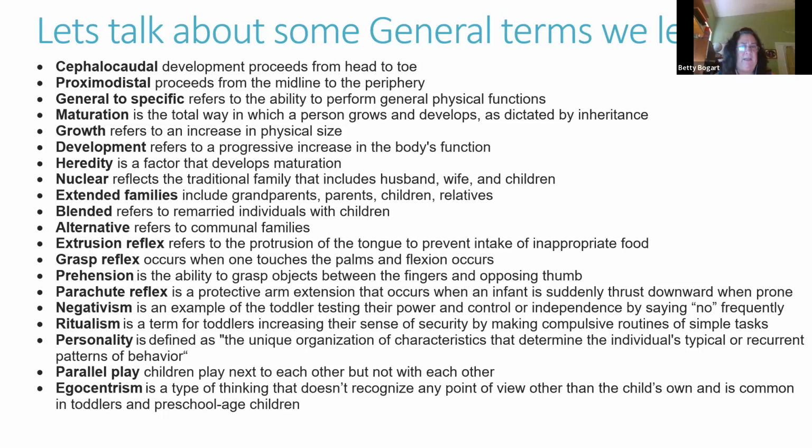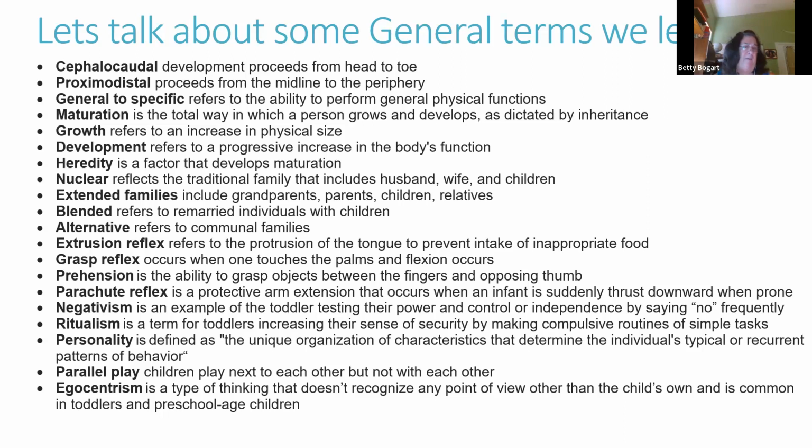Now, heredity is the factor that develops that maturation. Hereditary, again, is family, where you were grown up, what your culture is. This is your grandmother, grandfather, all about who they are, what sort of conditions they have. All of that you can inherit, whether it is sickle cell anemia, right? That's one good example of it.